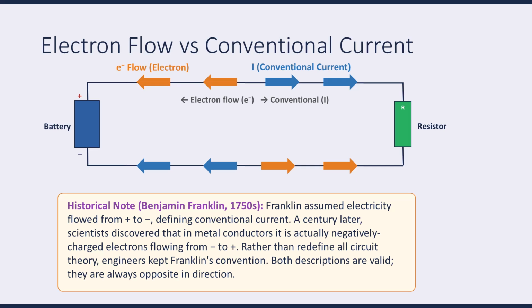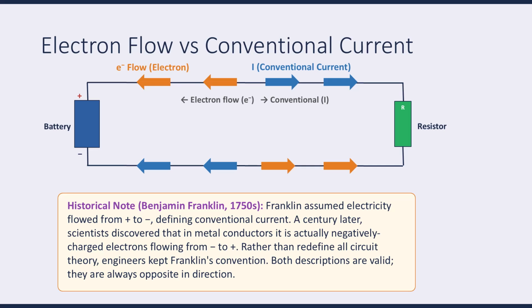Why the confusion? The answer is historical. In the 1750s, Benjamin Franklin proposed that electricity flowed from positive to negative. This became the standard convention. Nearly a century later, scientists discovered it was actually electrons flowing the other way. But by then, all of circuit theory, the mathematical conventions, and all published books were written in terms of Franklin's convention. Rather than rewrite everything, engineers kept the original direction and named it conventional current.